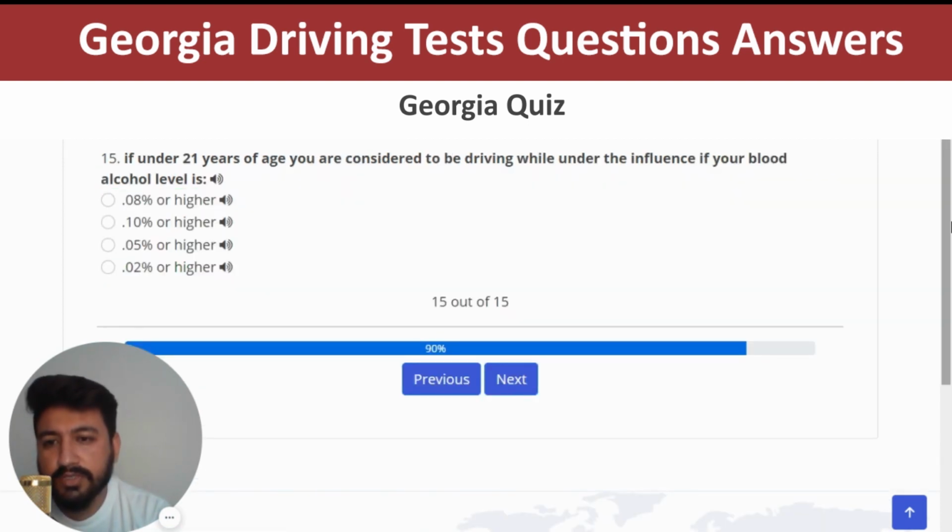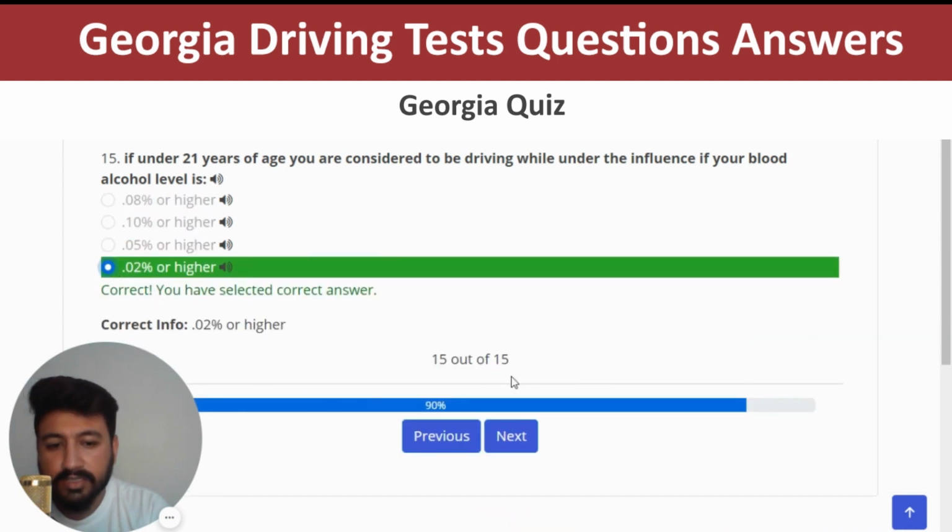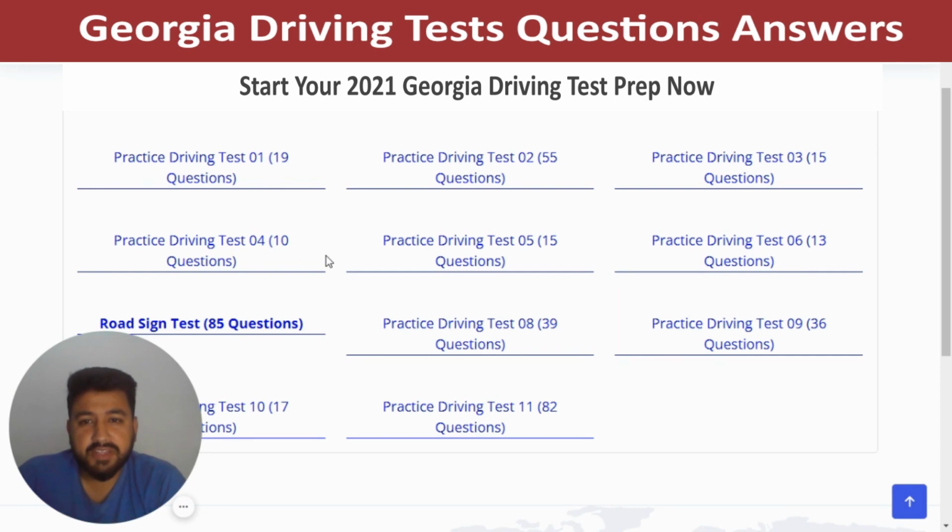The last question of quiz number 3 is, if under 21 years of age, you are considered to be driving while under the influence if your blood alcohol level is. The right answer of this question is 0.02% or higher. So let's click on the last option. Yeah, this is the correct one, and this is the end of quiz number 3. Excellent job of completing the first 3 quizzes.